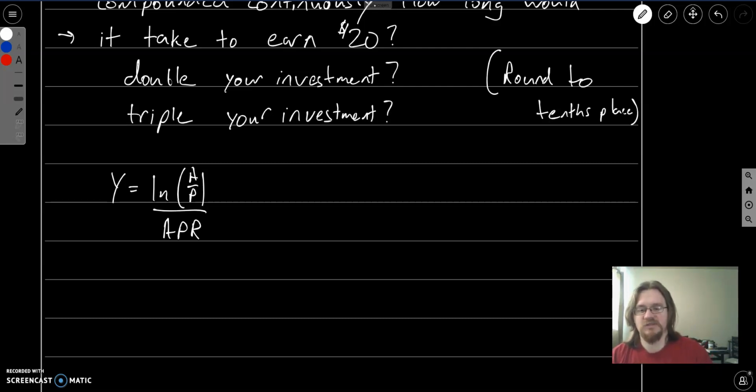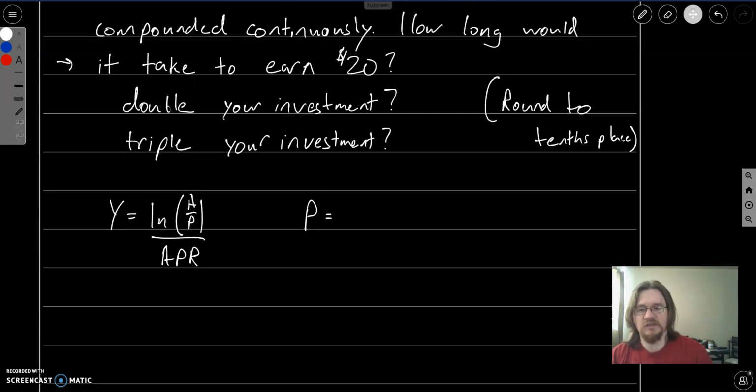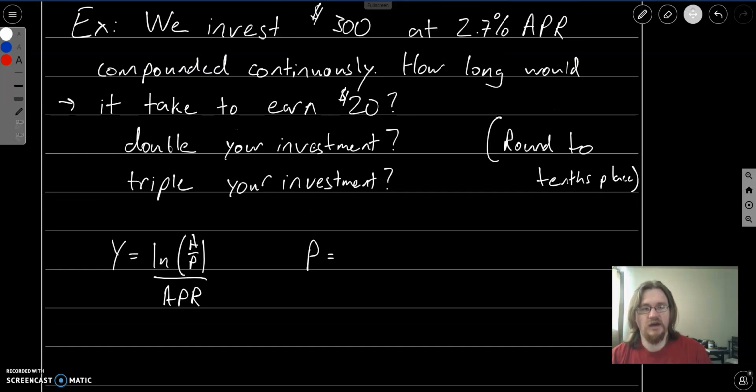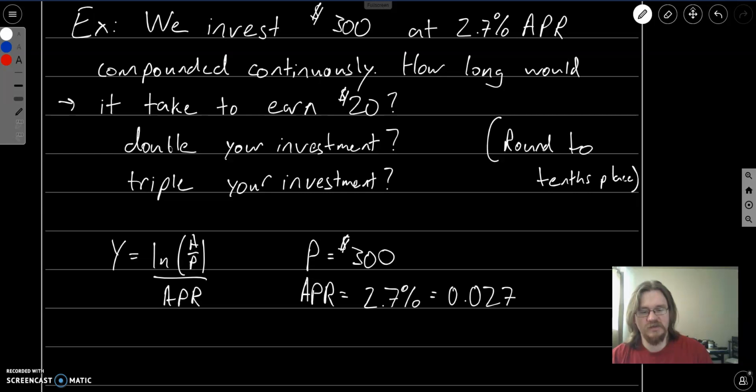Well, let's think about everything here. How much do we initially invest? I need to know our principal, and that is $300. Our APR is going to be 2.7%, which is the same thing as 0.027. Again, we shift the decimal place over twice to get this as a decimal.